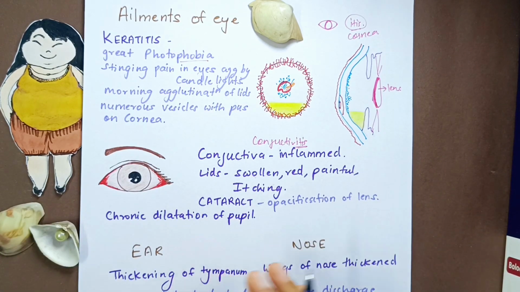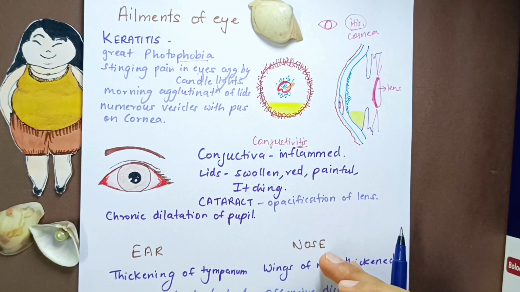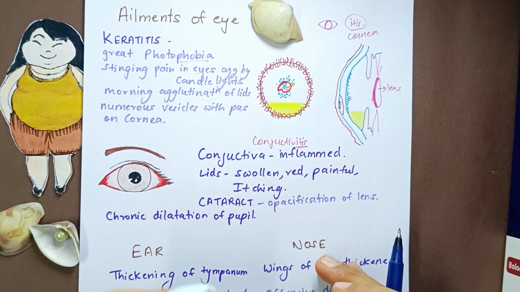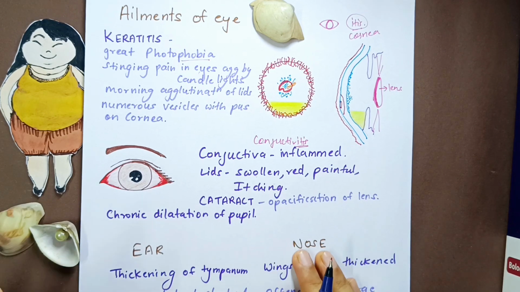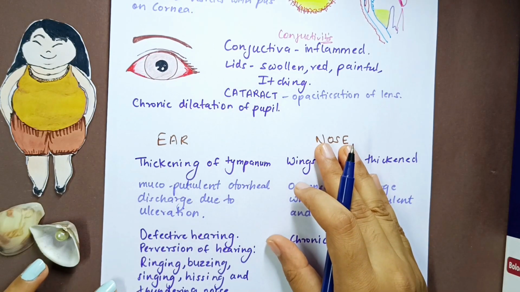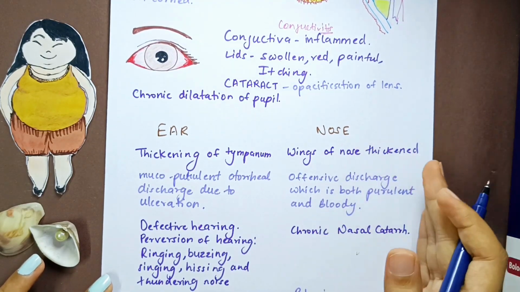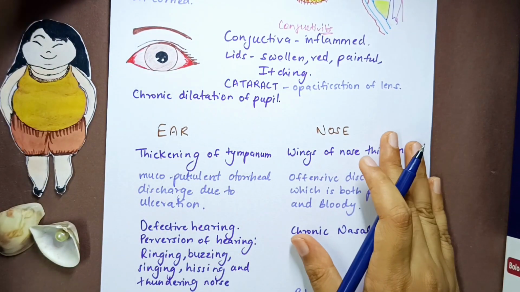Now let's go to the ear and nose symptoms, and let's see what is the similarity of it with eye symptoms, because that will help us remember it. If we find some similarity, it can help us remember better. So in ear and nose, there are many similarities. That is why I have written them side by side, right?